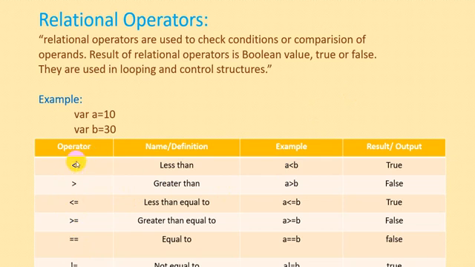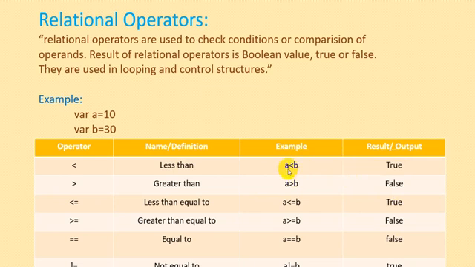The first one is the less than symbol. If you use this symbol, it will be considered as less than. So this is called less than. In an example, A less than B. We have many types of relational operators, but the output or result of a relational operator is always either true or false. Means if we use a relational operator, we can find a result, and that result will be in the form of either true or false.